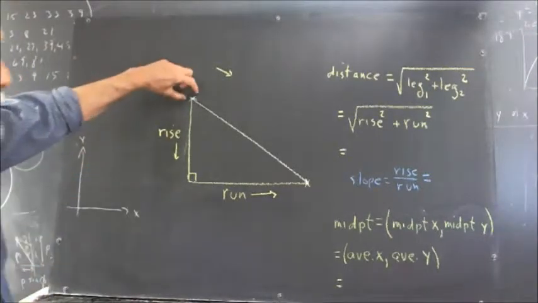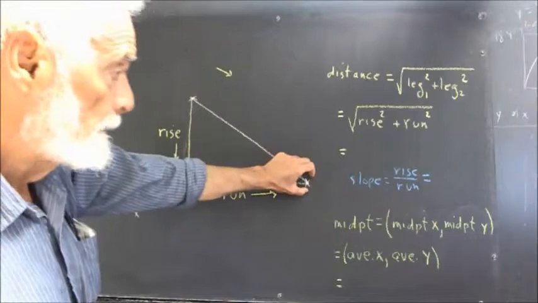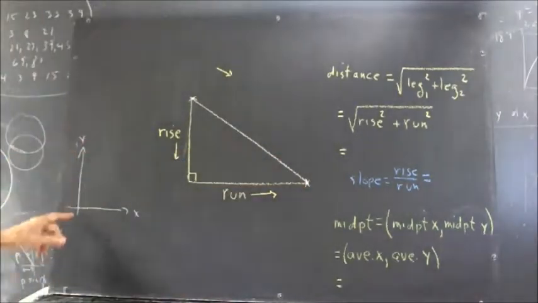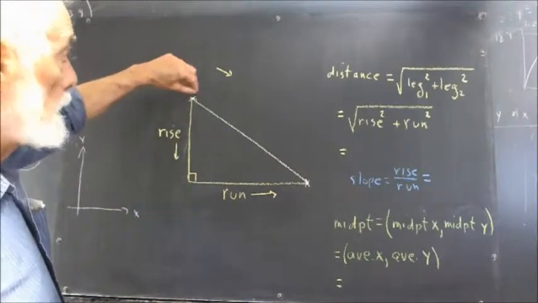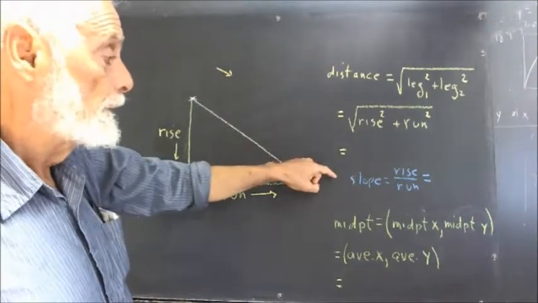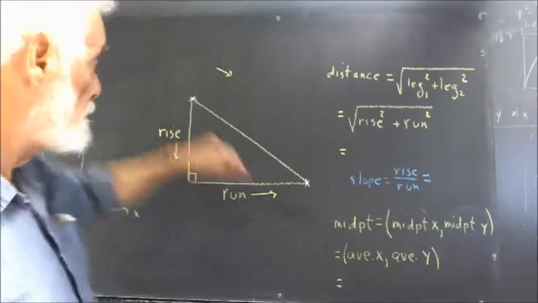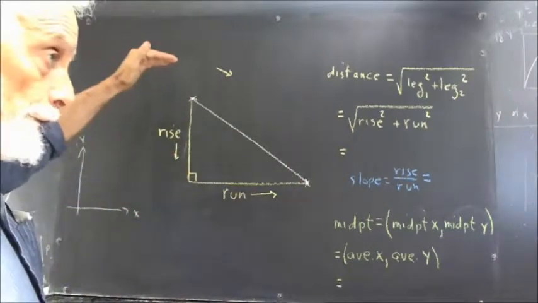If we start with 2 points indicated by the point here and the point here in an XY plane, we can construct the following. We want to find the distance, the slope, and the midpoint between the 2 points. We construct the triangle you see here.